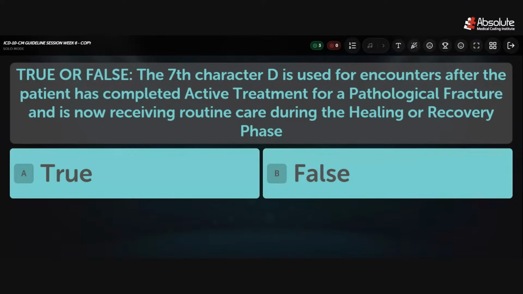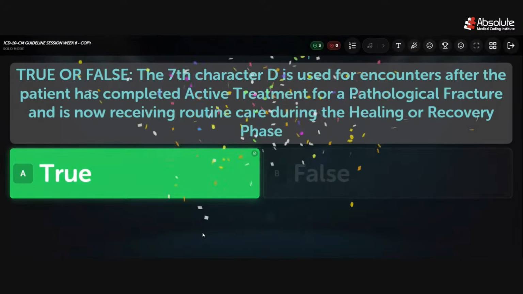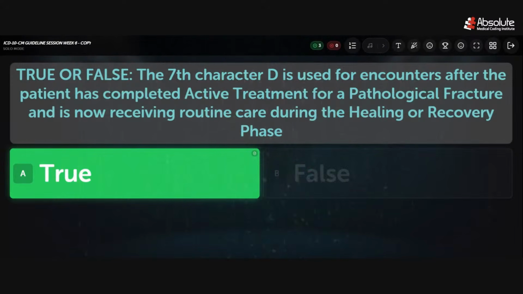All right, 30 seconds is up. So the answer to this one is going to... This is what, if you're using that seventh character in these codes, if you're choosing D as the seventh character, that is what it is going to be used for. In contrast, if you're using the seventh character A for the pathological fracture, it is going to be indicating that the patient is receiving active treatment for the fracture. So that would be the opposite of this one. And in this case, this is going to be true. Again, if you got that one right, outstanding.